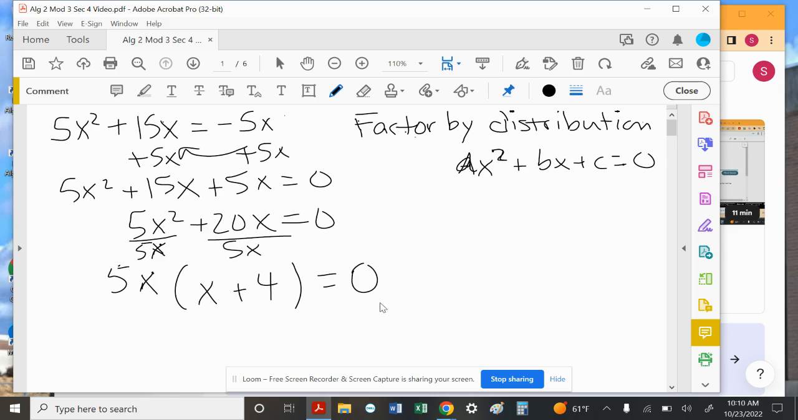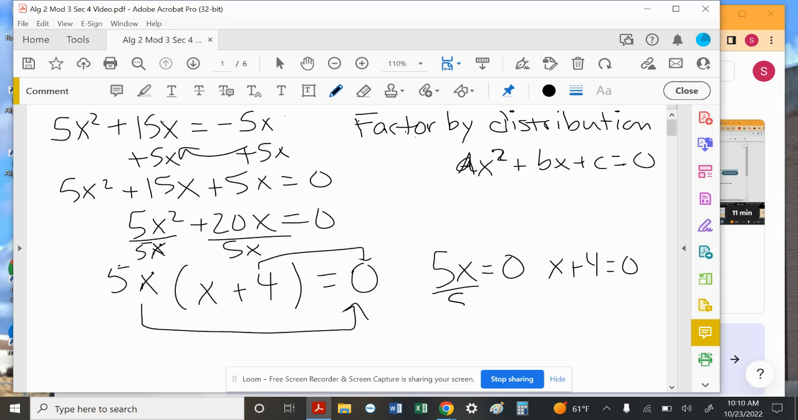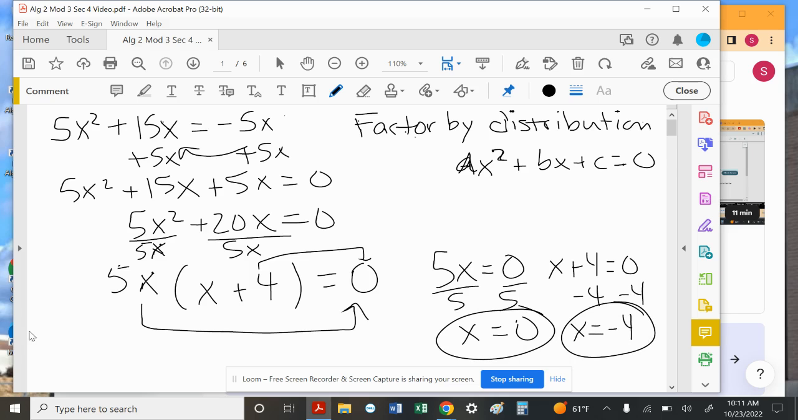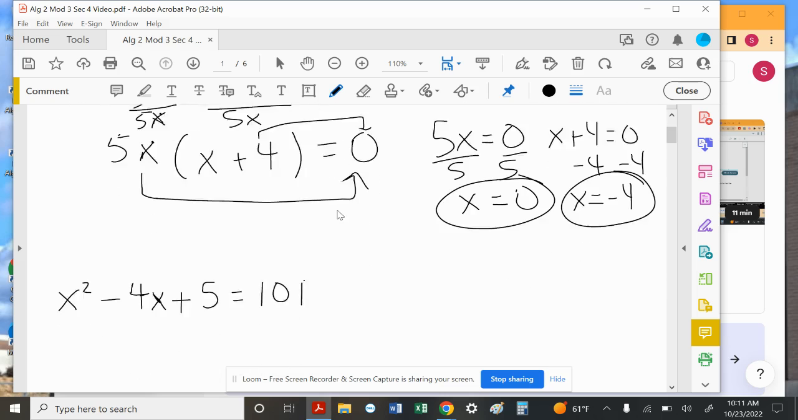What's important when we're solving, after we've factored, is that we want it equal to 0, because then we set each one equal to 0. So we would set 5x equal to 0, and we would set x plus 4 equal to 0. We're going to divide both sides by 5, so we get x equals 0. I can subtract 4 from both sides on the other one, and x equals negative 4. I get two answers, x equals negative 4 and x equals 0. And that's factoring by distribution.